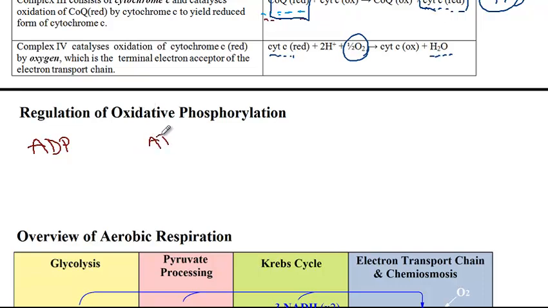Likewise, if the ATP to ADP phosphate ratio, if this is too low, then we know that we don't have enough ATP, or there is too much ADP that is going on.